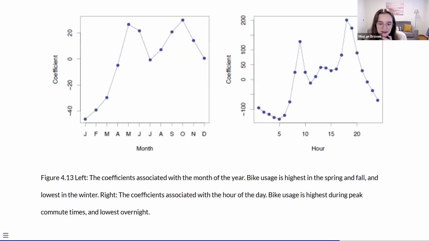And by count data, the example in the book is the estimate of how many users of a bike share program in a city, in different months of the year and different hours of the day. And so you can see it's really low in January, February, highest in the spring and the fall, and then drops during some of the warmer months of the year. And then it's really low throughout the night, and highest during commute hours.